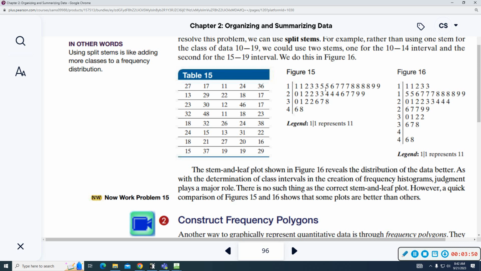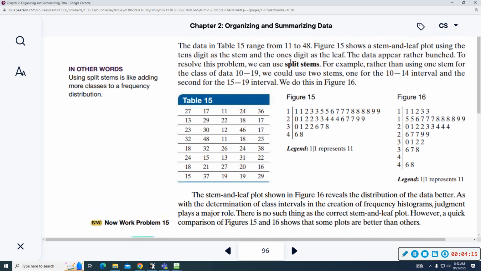So when there's so many data points on one row, what they do is they split it up into 2 sections. One is 0 through 4, and then the second half is going to be 5 through 9. So it kind of just makes it not so many numbers on one row. So this is what they call a split stem and leaf.